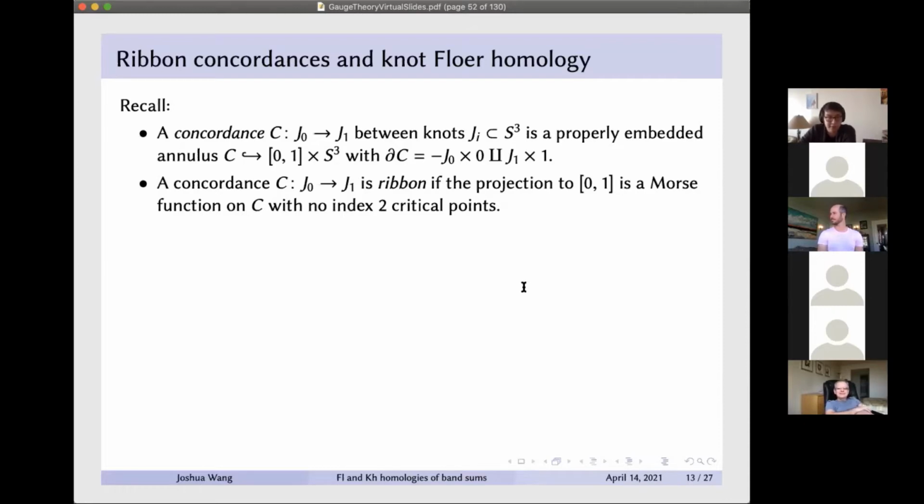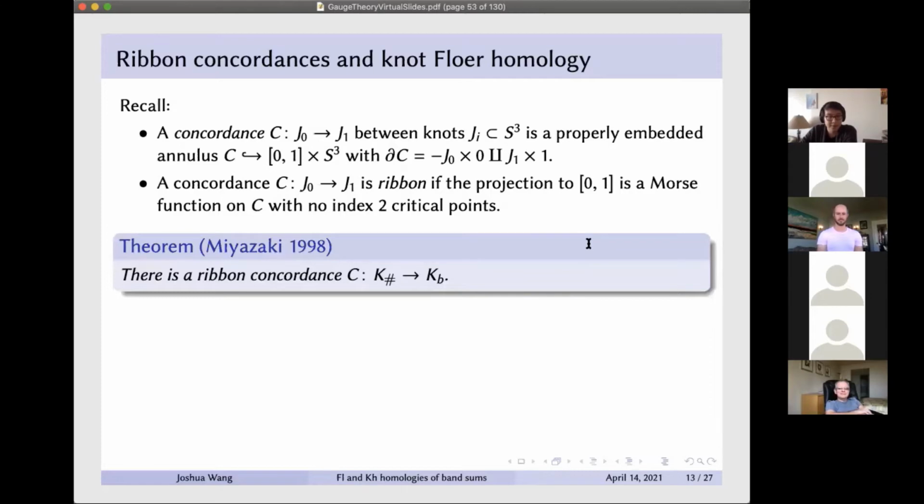What's relevant in our situation is that there's a ribbon concordance which goes from the connected sum to an arbitrary band sum. It's a nice construction of Miyazaki's that I will tell you about on the next slide.